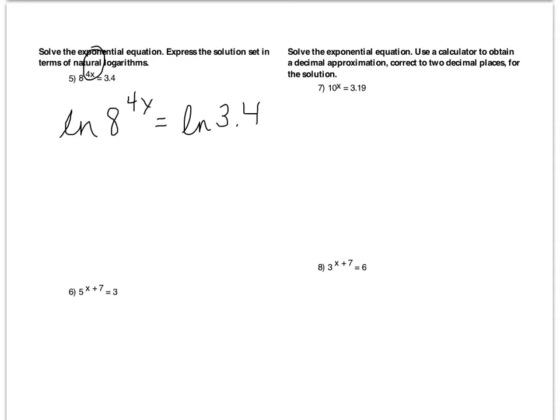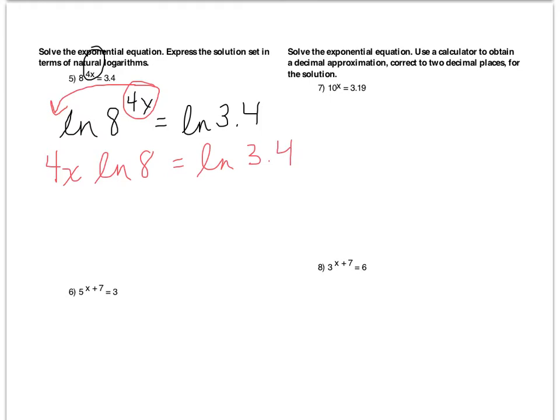If 8 to the 4x power is equal to 3.4, then the natural log of both of those will also be equal. So I'm going to do this because if I have a log statement, my power rule of logs, I can bring my exponent forward, and that untraps my exponent. That's the benefit of doing this. So I'm going to use my power rule now that says that can come forward, and I have 4x times the natural log of 8 equals the natural log of 3.4.